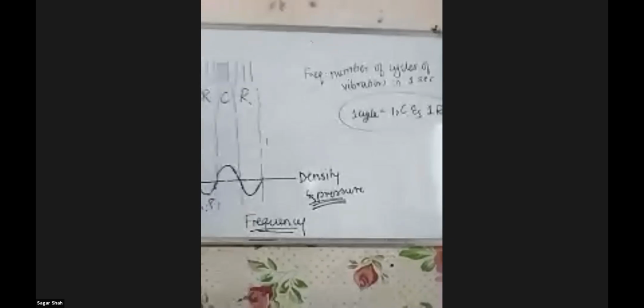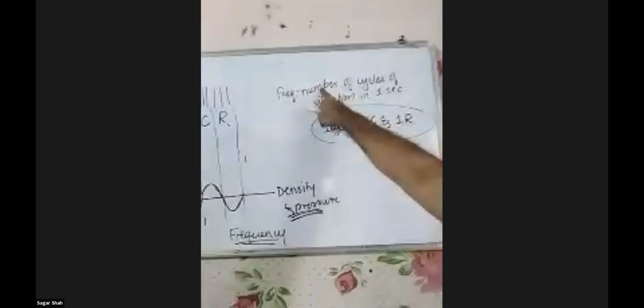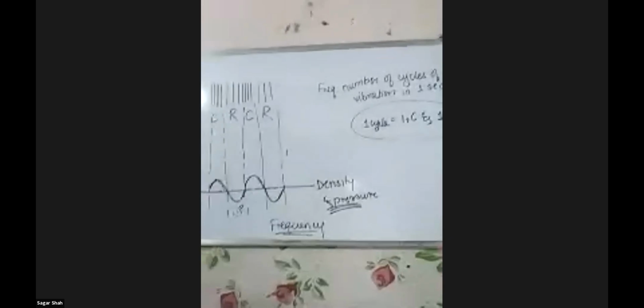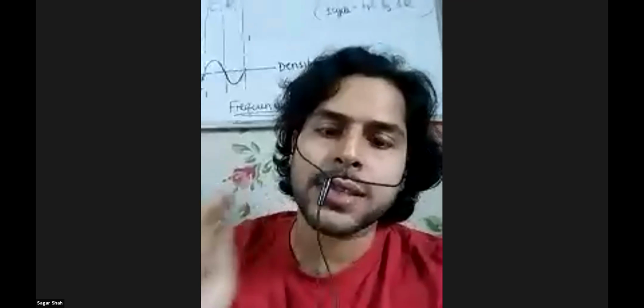Everybody understood this? So frequency is number of vibrations in 1 second. The number of cycles of vibration in 1 second. Can someone tell me what is unit of frequency, students?